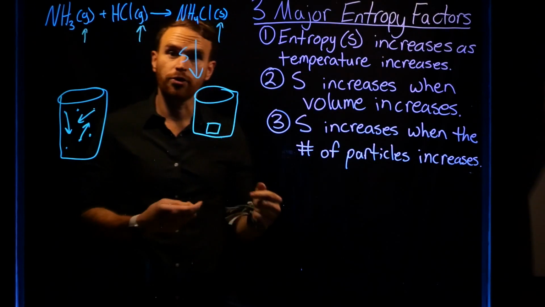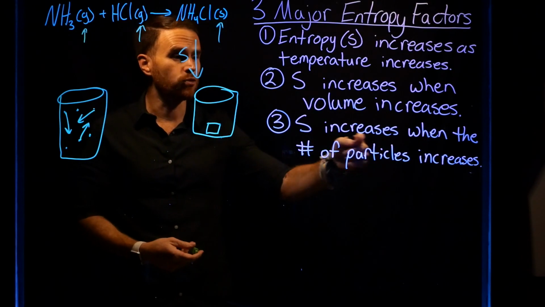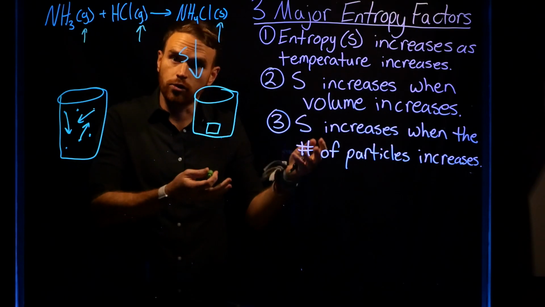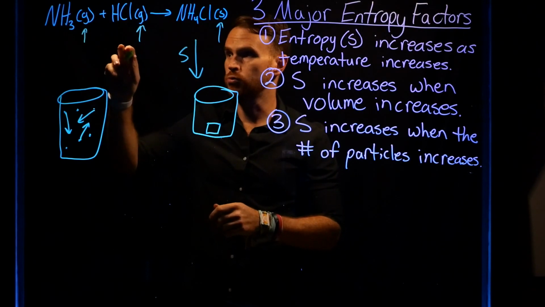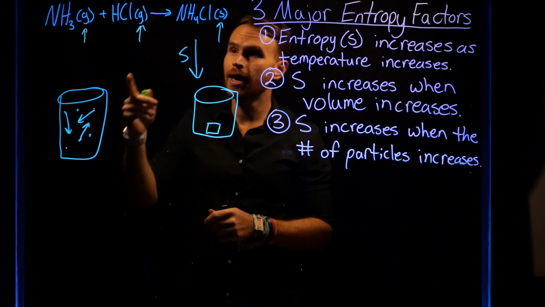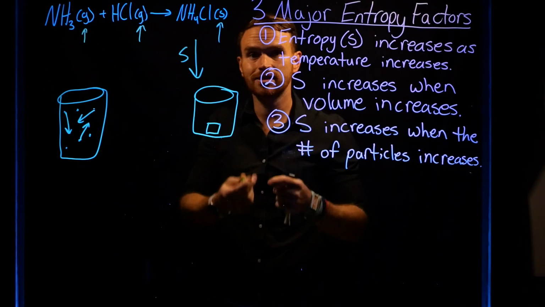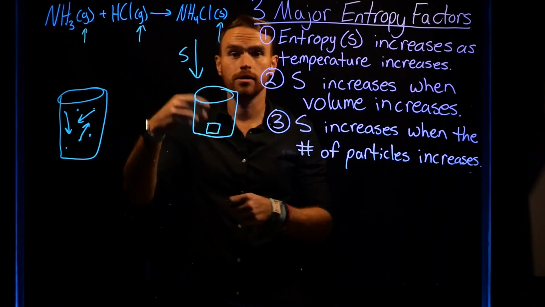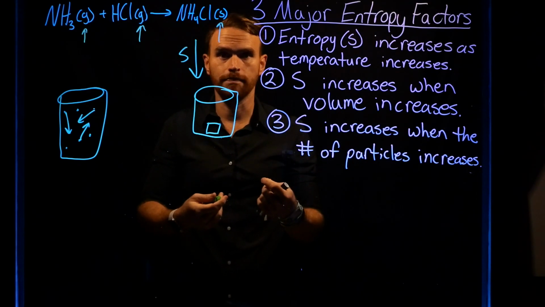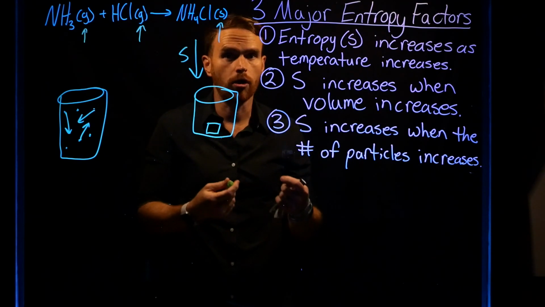Similarly, we can look at the third factor, which says that if you increase the number of particles, you increase the entropy. And on the reactant side, we have two particles, two gaseous particles. And on the product side, you have a single or one type of particle. This means that actually the number of particles is decreasing, and thus we would expect the overall entropy of the system to decrease.